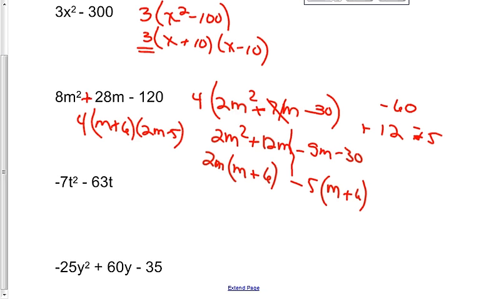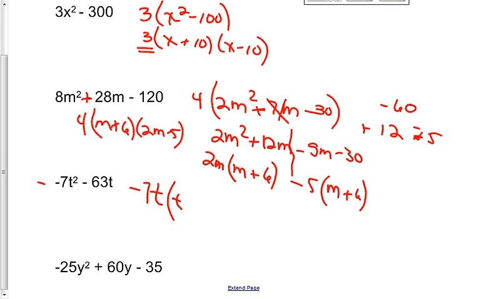Okay, we'll do this one right here. Negative 7t squared minus 63t. This is just 2 terms. A lot of times if you have two terms, you're just looking to see if they have something in common, and then you might be finished. This one has a negative, a 7, and a t that they all have in common. What am I left with?